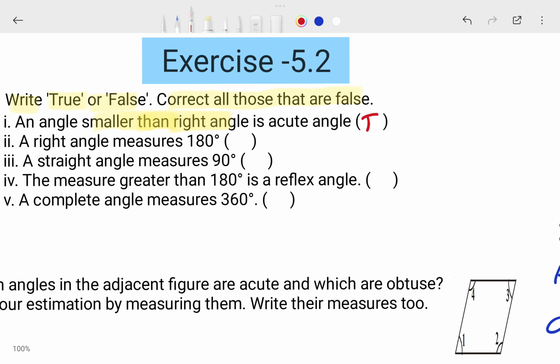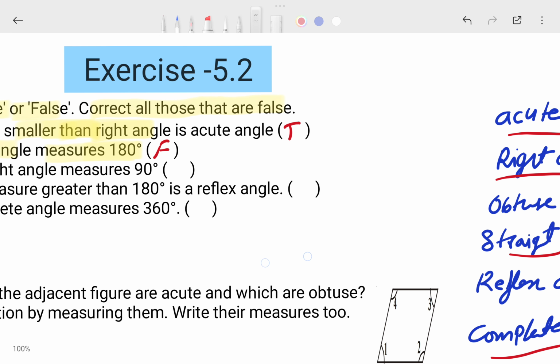Now let's see: a right angle measures 180 degrees. If you see, a right angle is 90 degrees, so is a right angle 180 degrees? No, this is wrong. A right angle does not measure 180 degrees, this is false. A right angle is 90 degrees. So this statement is wrong. So you can write the answer of the second statement here. Okay?